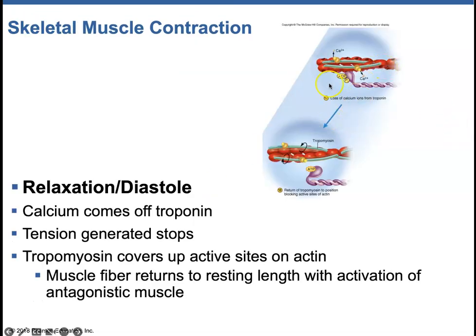So relaxation, calcium comes off. That means that the tropomyosin is going to return to cover up the active sites because now the calcium is not on the troponin anymore, so the troponin can't keep the little tropomyosin bars off the active sites. And so then you see how the tropomyosin returns and covers up the active site, and then the myosin head comes off and restores its little ATP, and then it's ready to go again for the next contraction. So when you have relaxation of the muscle, that is now called diastole.